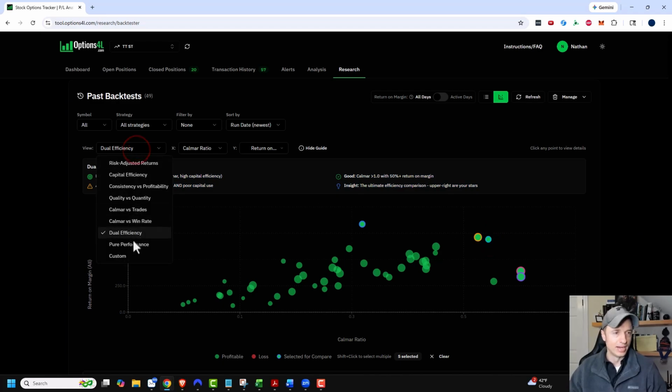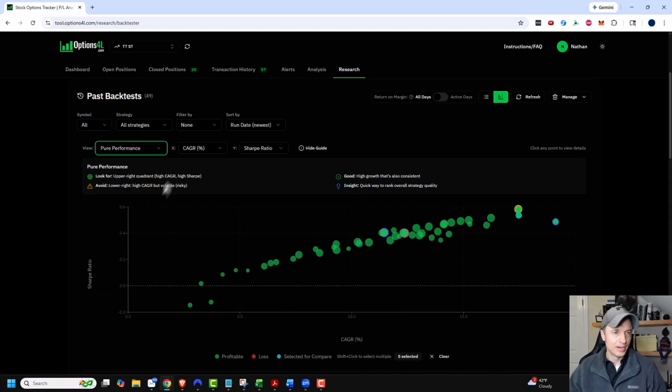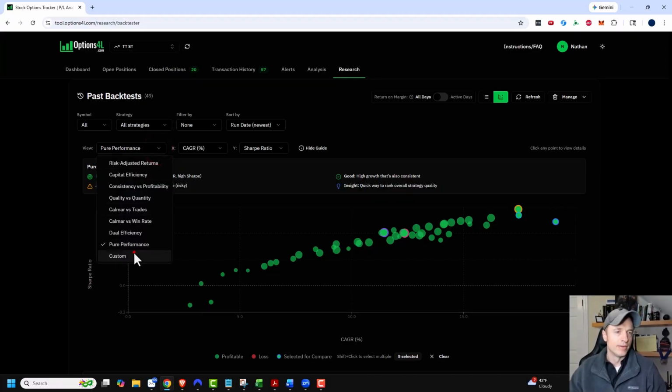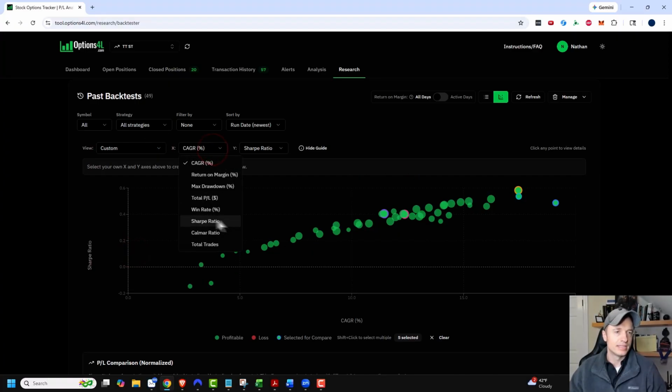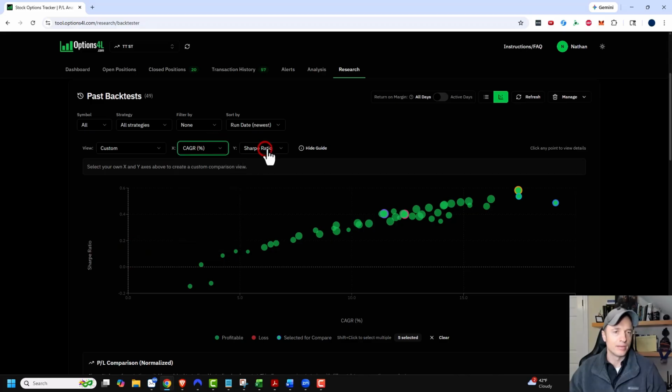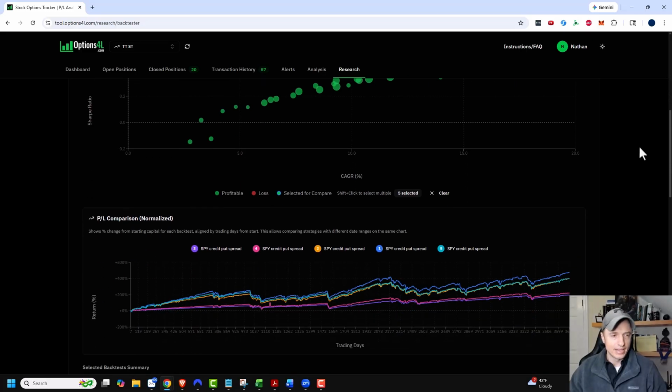And moving on, we got pure performance. And this is comparing the CAGR versus the Sharpe ratio. And we're looking for the upper right quadrant, high CAGR, high Sharpe. And we got that selected. Actually, we have all three of them selected. So basically, we've selected all the best ones. We could customize it and select different metrics that we want to compare. But I think we've done enough as it is. So let's scroll on down and take a look at what we got.